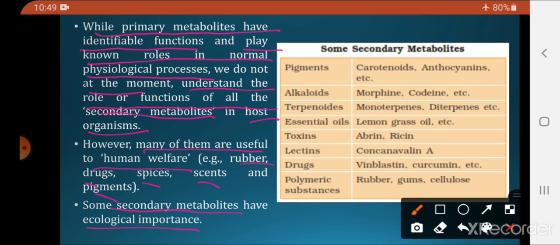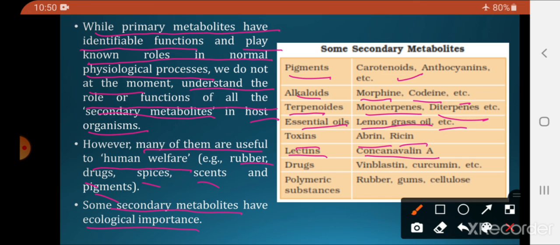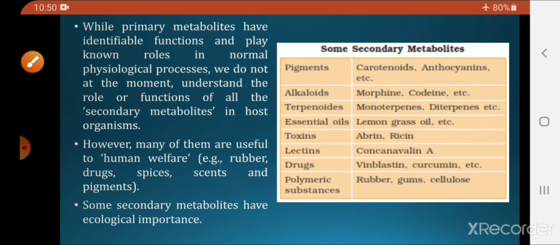See students, these are some secondary metabolites. Pigments like carotenoids, anthocyanins, etc. Alkaloids like morphine, codeine, etc. Terpenoids like monoterpenes, diterpenes, etc. Essential oil like lemongrass oil, etc. Toxins like heparin, ricin, etc. Lectins like concanavalin, etc. Drugs like vinblastine, curcumin, etc. and polymeric substances like rubber, gum, cellulose, etc. These are the examples of some of the secondary metabolites, of which many are useful to the human beings.